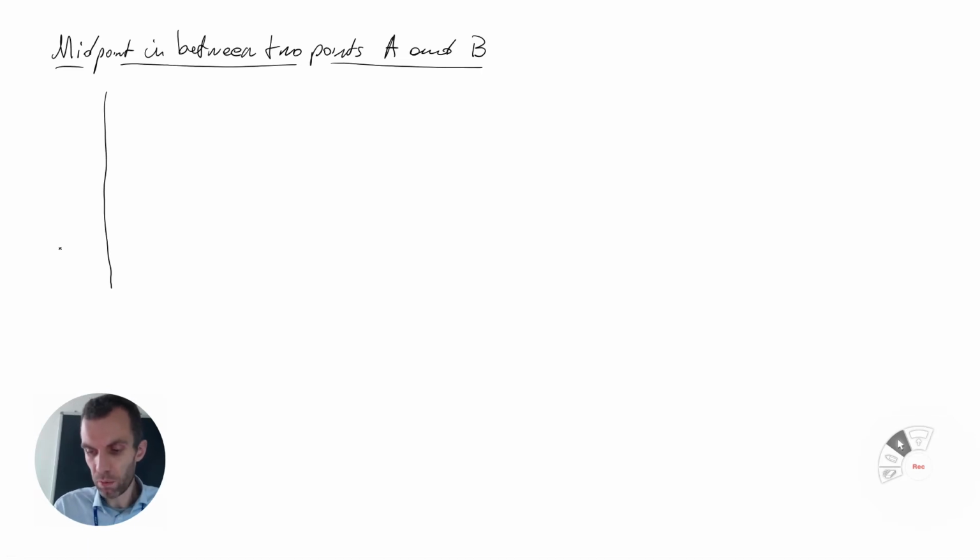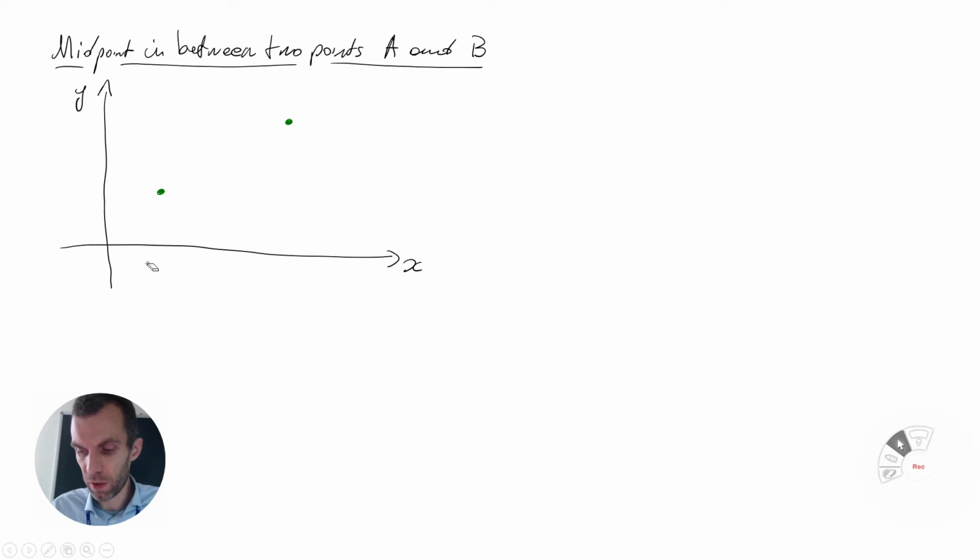The next formula that we're going to look at is the formula for the midpoint in between 2 points A and B. So here we'll again make a nice figure like this, x and y, and we take our point P, or sorry, I called it A, so let's stick with A, and let's call this B.